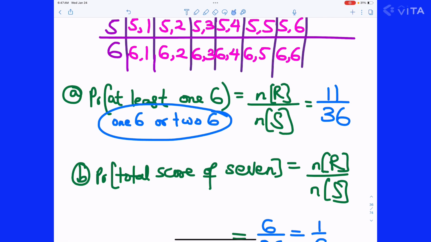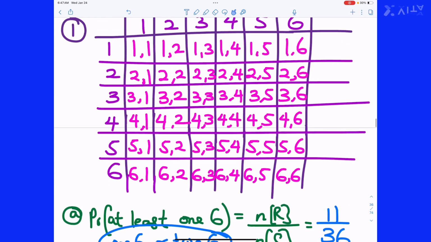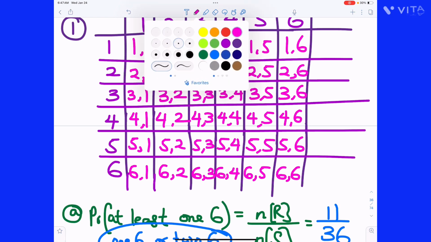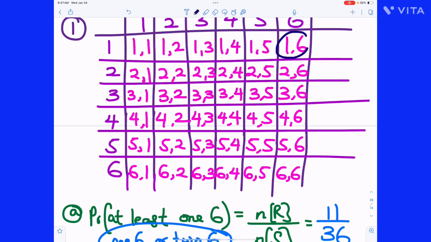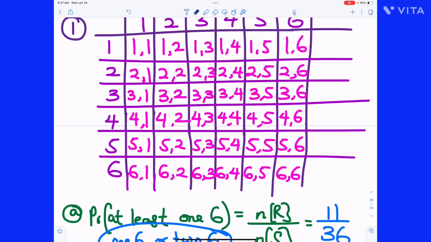Take note of that. Next question, B says, find the probability of getting a total score of 7. Of all these outcomes, how many will give us a total score of 7? Let's check. This is 1 plus 6 will give us 7. 2 plus 5 will give me 7. 3 plus 4 will give me 7. 4 plus 3, 5 plus 2, 6 plus 1.